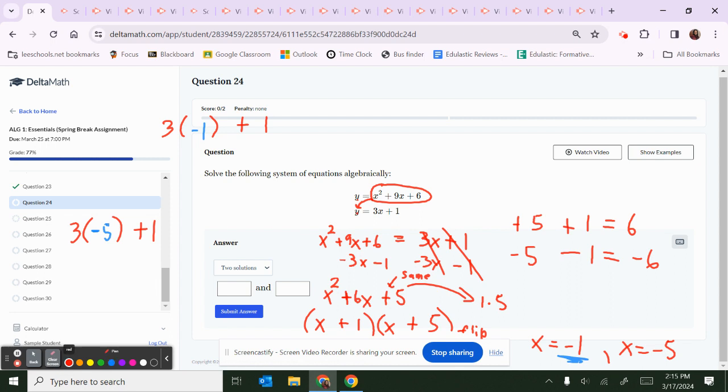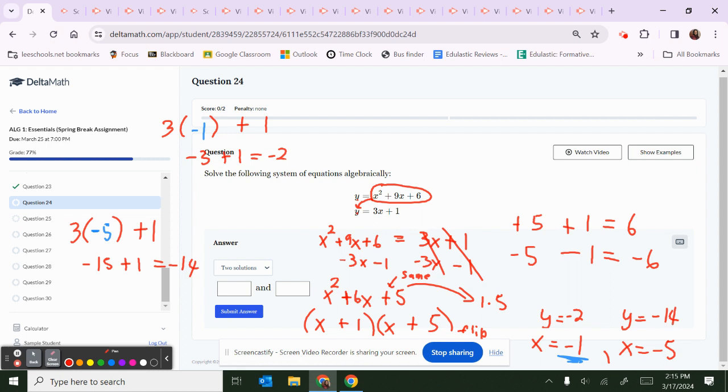Let's find our two values, guys. 3 times negative 1 is negative 3. Negative 3 plus 1 is negative 2. So when x was negative 1, the y that goes with it is negative 2. Now we're going to multiply here. 3 times negative 5 is negative 15. Negative 15 plus 1 is negative 14. So when x was negative 5, the y that goes with it was negative 14.